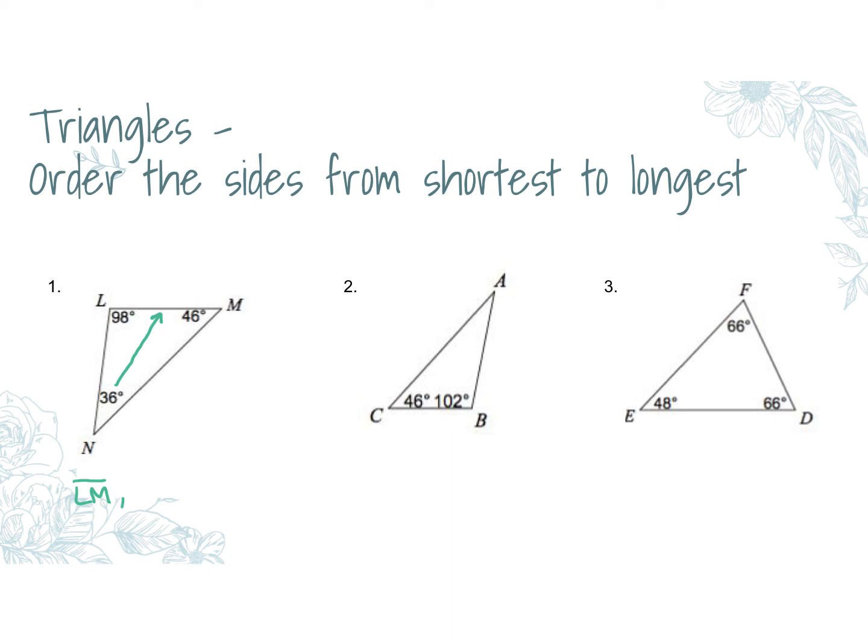Next, I will draw an arrow across from the middle angle, angle M, 46 degrees, to its opposite side. Side LN is our middle side. And last, I will draw an arrow across from the largest angle, angle L, 98 degrees, to its opposite side, and side MN is our longest side.